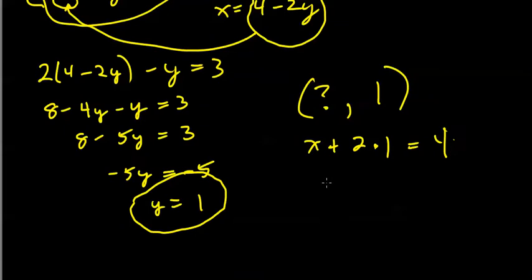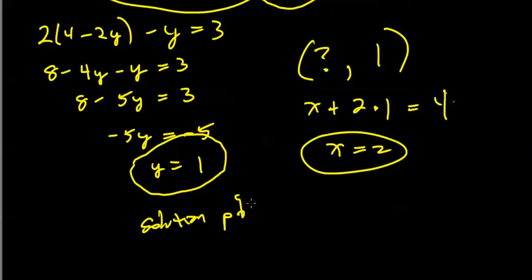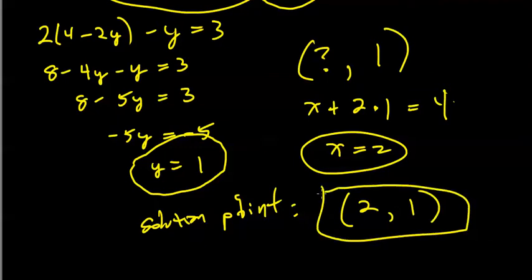And of course x plus 2 equals 4, so that means x is going to be 2. So I have now determined the point of solution for both those equations in the system simultaneously. So my solution point is the point x equals 2 and y equals 1.